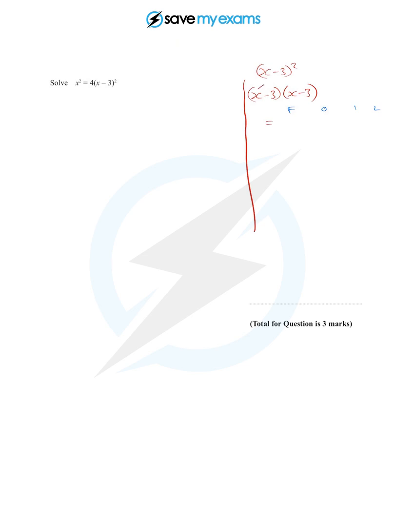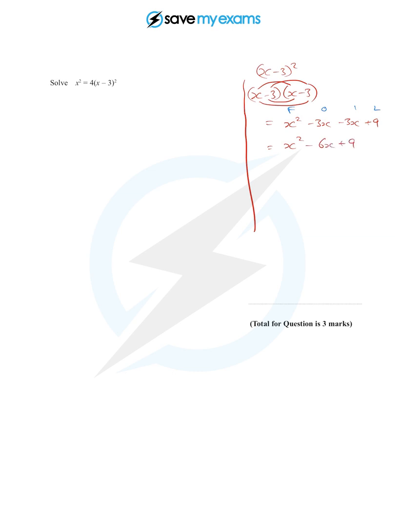So F is the first one in each bracket, so that's x times x is x squared. O is the outer pair, x times minus 3, which is minus 3x. I is the inner pair, minus 3 times x, which is minus 3x. And L is the last pair, minus 3 times minus 3, which is plus 9. Little bit of simplifying to do here. Minus 3x minus 3x is minus 6x. So x squared minus 6x plus 9.